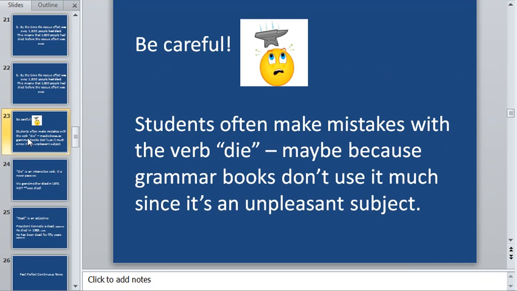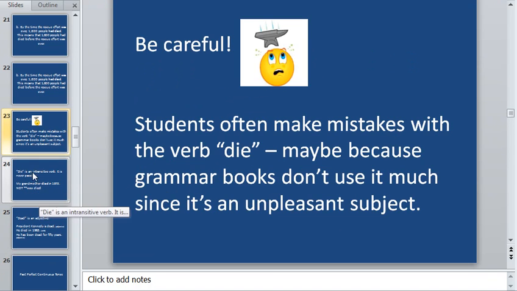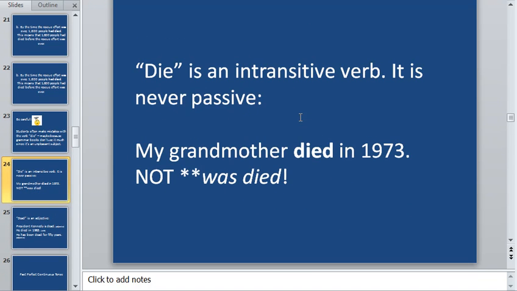I'm going to stop and be careful here. This is not in the book, but this is a big problem that a lot of students have, making mistakes with the verb die. And I think maybe it's because grammar books don't use the word die much because it's an unpleasant subject. However, die is an intransitive verb. It never has an object and it's never passive. You say, my grandmother died in 1973.